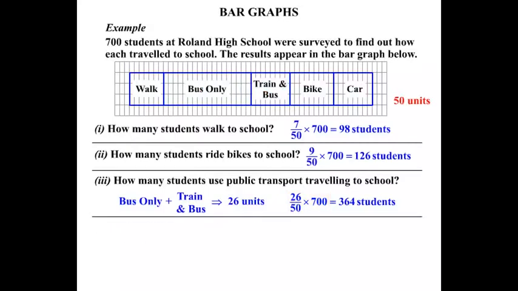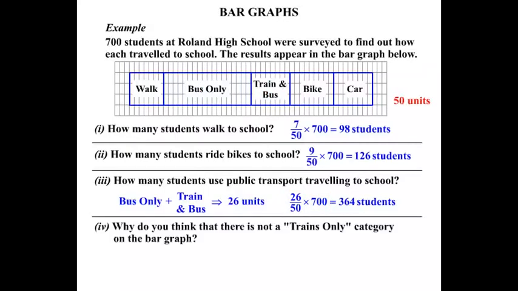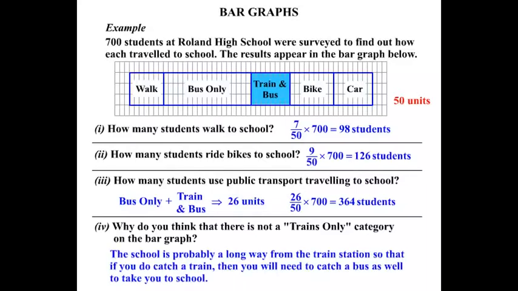Excellent. Now our fourth question here, our final one: why do you think that there is not a trains only category on the bar graph? So if we look at it, we have train and bus, but we don't have simply a trains only one. So sometimes questions are posed to you that you have to think about, not necessarily mathematical calculations. It's more so, have a bit of a think, why might that be the case? Well, a possible solution would be that the school is probably a long way from the train station, so that if you do catch a train, then you will need to catch a bus as well to take you to school. Excellent.